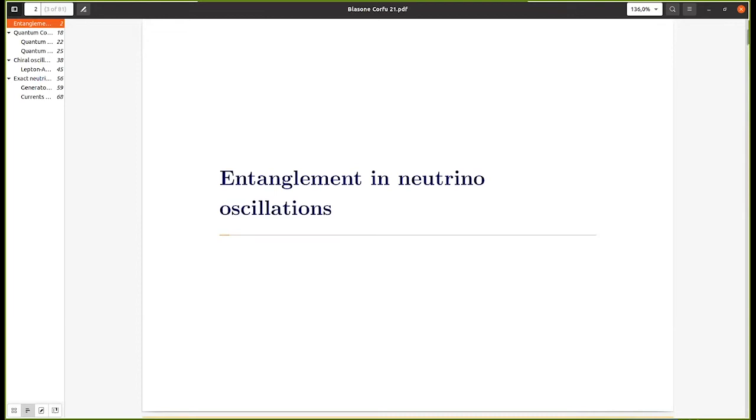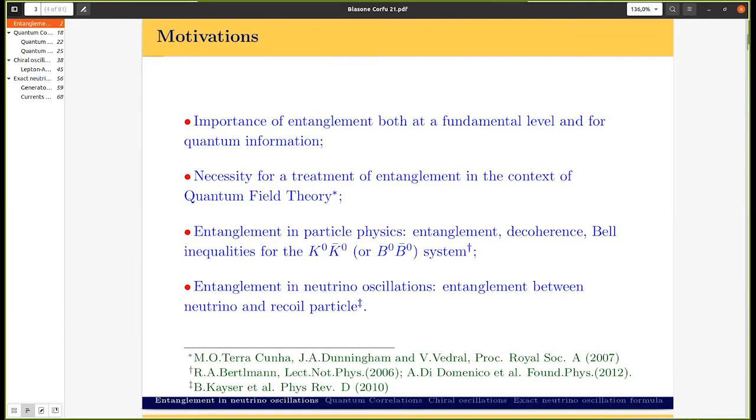Okay, so what do I mean by entanglement in neutrino oscillations? The topic of entanglement in practical physics is really an important one, and is moving on very rapidly. On one side, there is the necessity to bring these concepts, which are very developed, now there is a big industry about quantum correlations in quantum optics and the related areas, to bring this to a relativistic context, and hopefully also to quantum field theory, which is not an easy task.